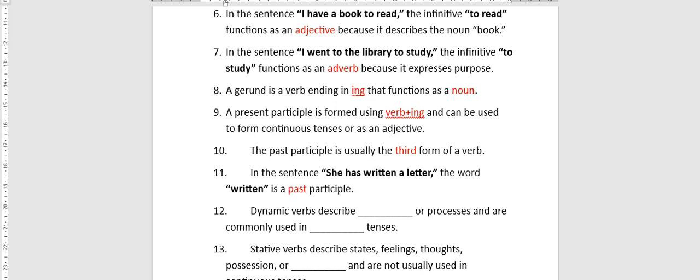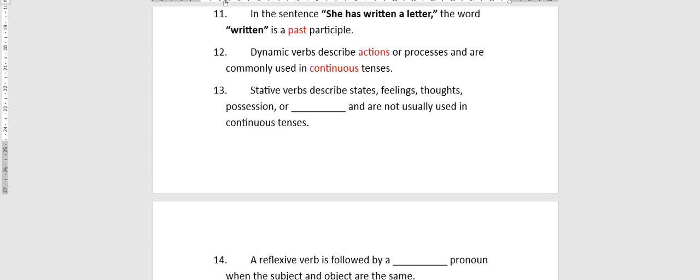Okay, number 12. Dynamic verbs describe actions or processes and are commonly used in continuous tenses. Okay, here we go. A set of verbs describe states, feelings, thoughts, position, or senses and are not usually used in continuous tenses.